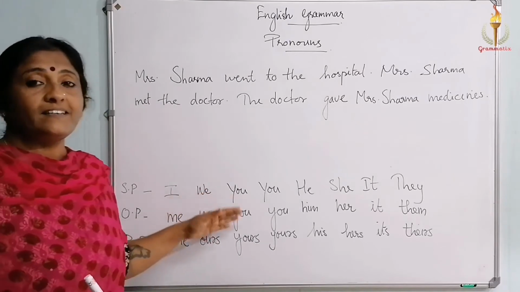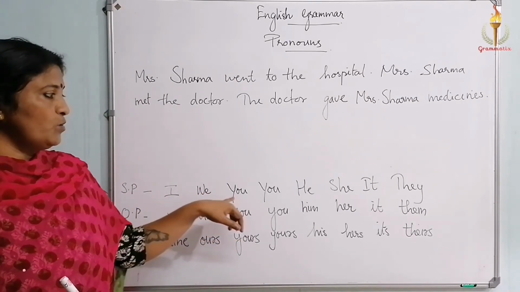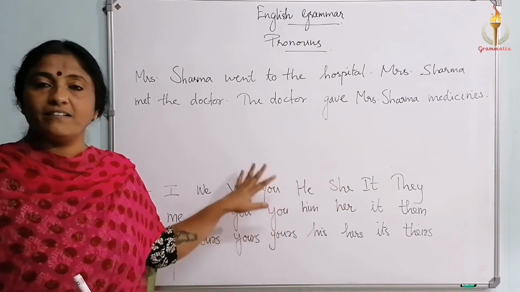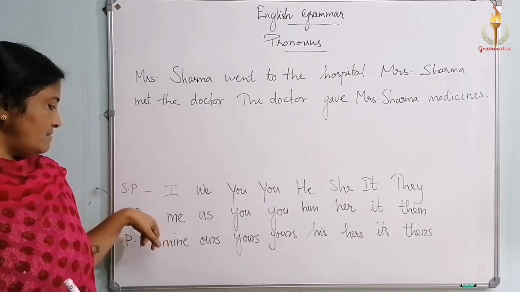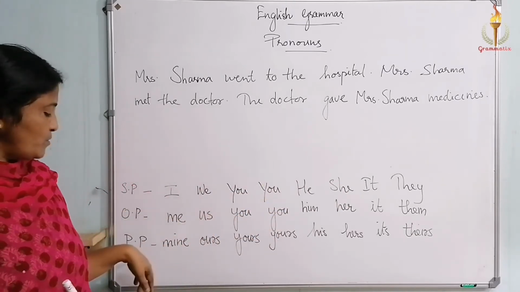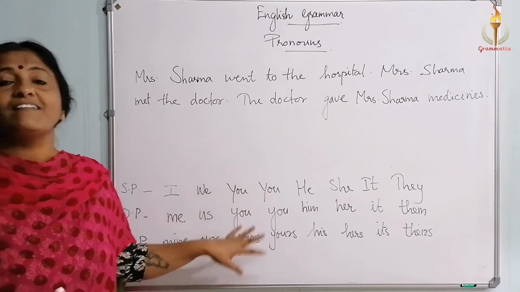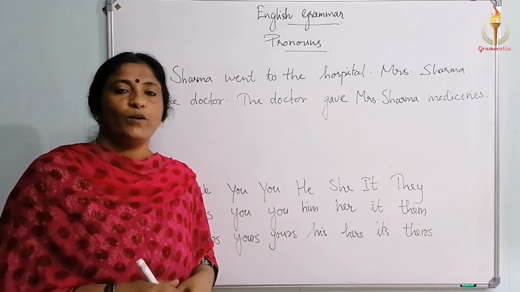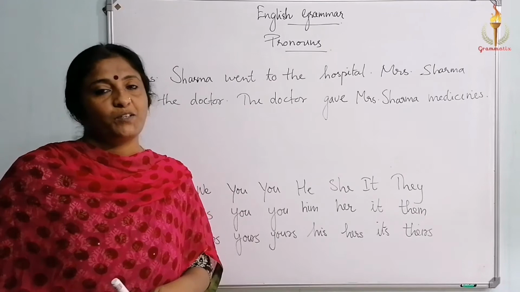Now see, it is written here, subject pronoun I, we, you, he, she, it, they, both for singular and plural. Similarly the object pronoun of this and the possessive pronoun, that is the last line, these three are written here. Now what we are going to do is, we will be seeing an example related to that.